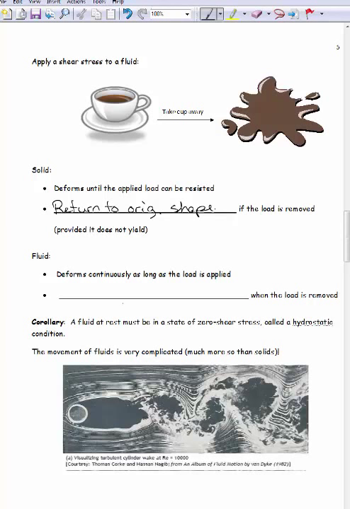If we took the force of gravity off of that coffee, do you think it would return to its shape? No, it wouldn't turn into that coffee cup. It'd be just some kind of blob. So as long as the shear load is applied, it's going to keep deforming. As soon as you remove that load, it's not going to return to any particular shape.